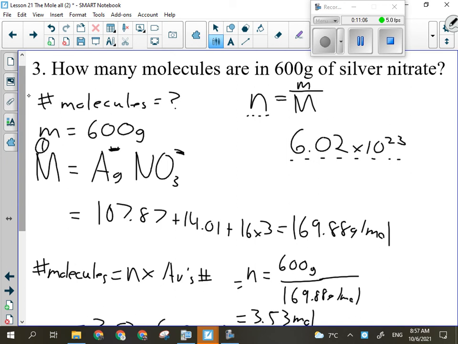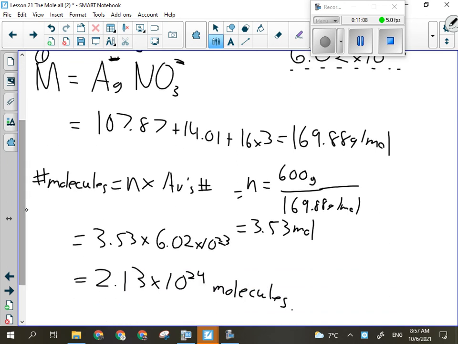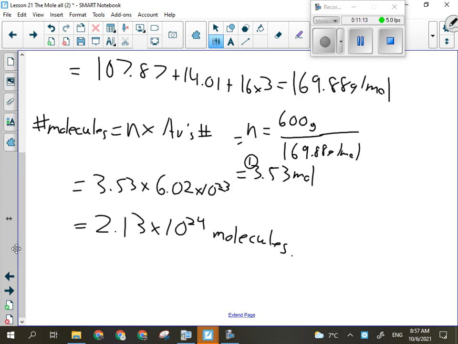You get 1 for your givens, okay? You get 1 for calculating the number of moles. You get 1 for this operation where you're multiplying by Avogadro's number, okay? And you would get 1 for your final answer for a total of 4 marks.